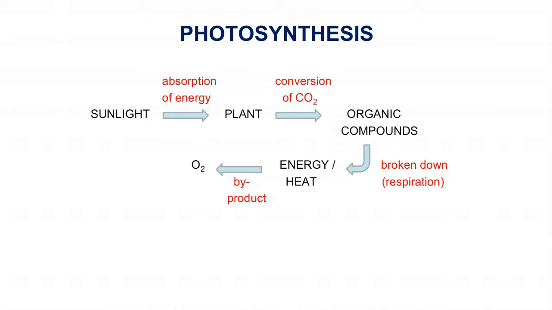In very simple terms then, what happens is that energy from sunlight is absorbed by the plant or the algae, and this energy is used to convert or synthesize carbon dioxide into organic compounds, especially sugars. And this organic matter is broken down through the process of respiration to release energy and heat. And as we know, oxygen is also produced as a byproduct of this process.